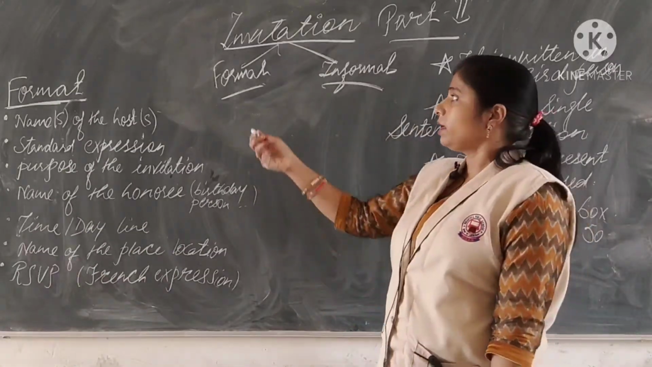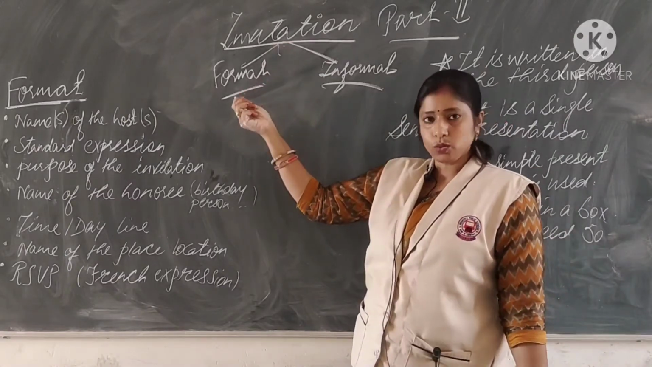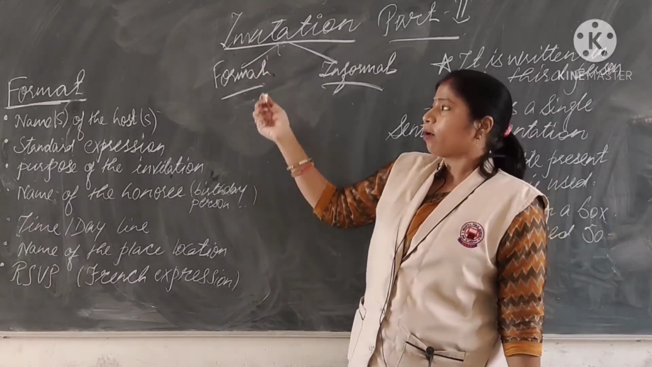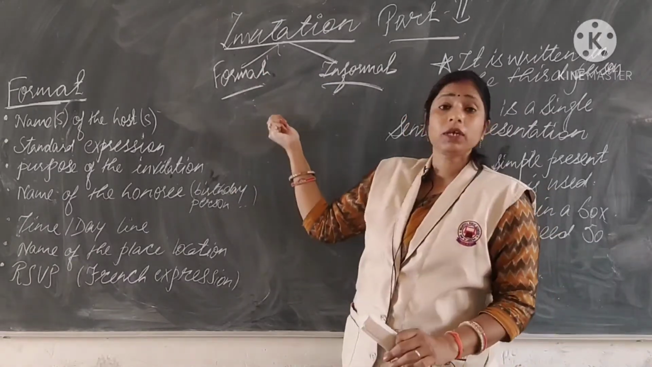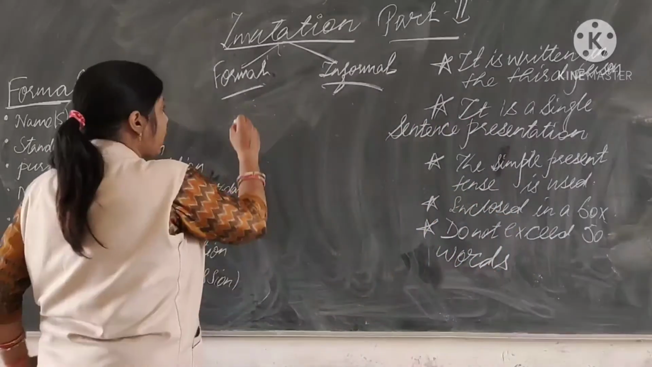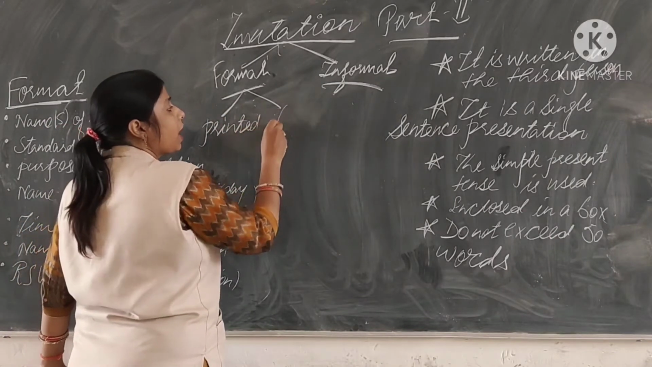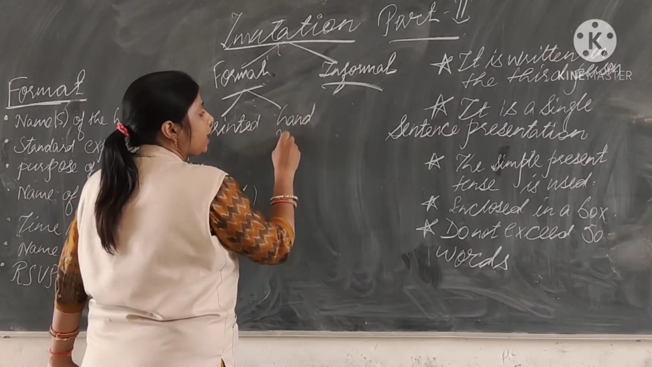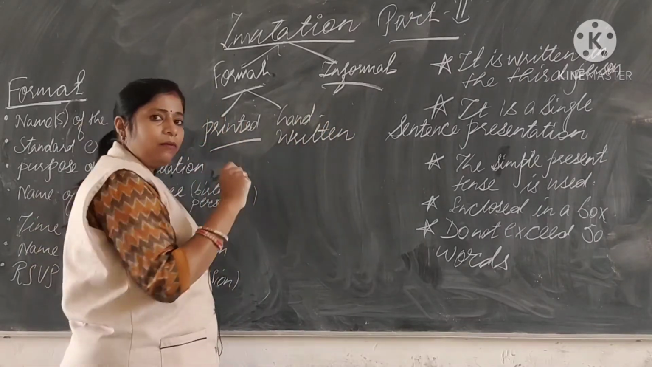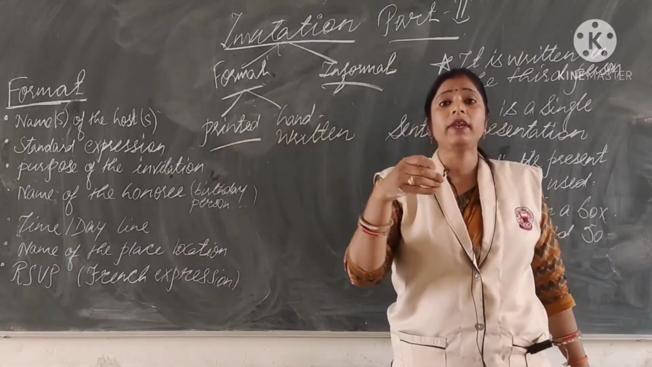And we know very well that formal invitations are of two types. How? One is printed one, and the second one is handwritten or typed invitation. So printed one we are sending in bulk, and handwritten we are sending to someone who is very VIP.